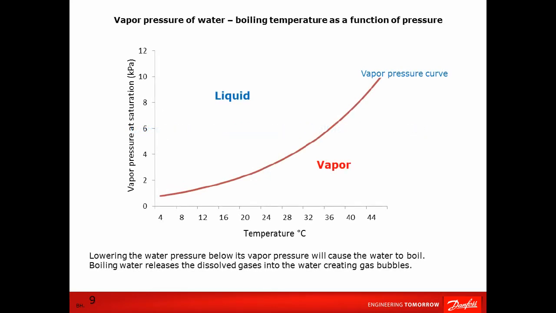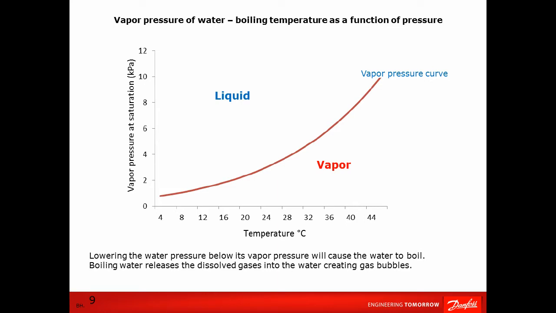The graph shows the relation between vapor pressure and water temperature. Pressure is measured in kilopascal, temperature in degrees Celsius. If the pressure drops below the water's vapor pressure, the water will change from liquid to vapor. Raising the pressure above the vapor pressure will reverse the process.